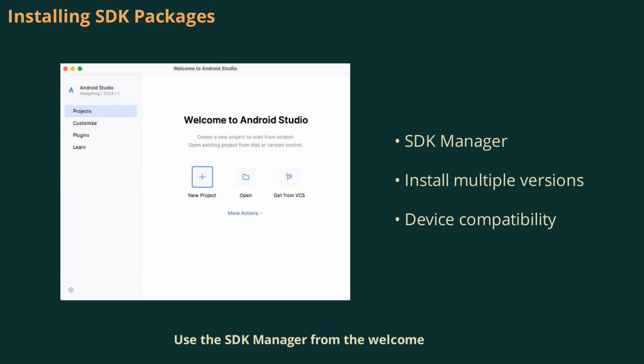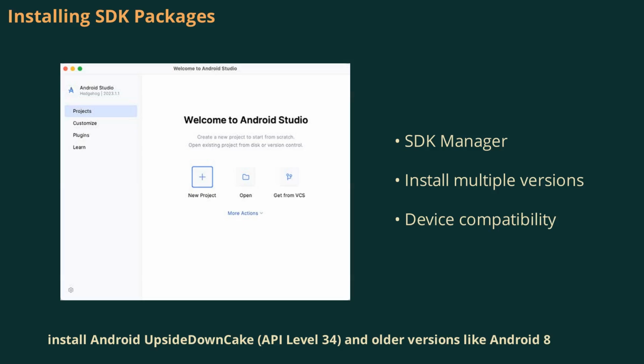Use the SDK Manager from the Welcome dialog to check which SDK versions are installed. For broad compatibility, install Android Upside Down Cake, API Level 34, and older versions like Android 8 Oreo. This ensures your apps run on a wide range of devices.